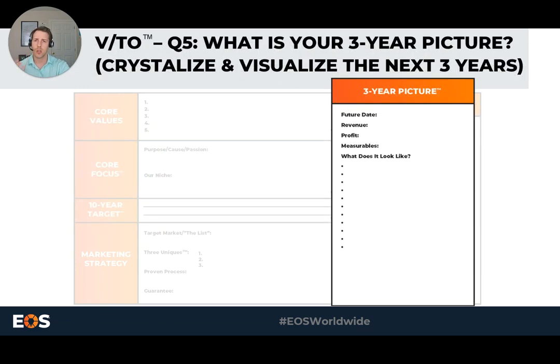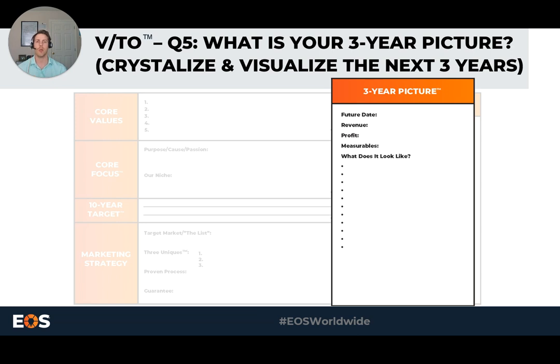And so we start to bring it down to a little bit more in terms of crystallizing and visualizing what needs to happen in the next 3 years. So based on that 10-year, where do you guys need to go in the next 3 years? We start to paint a picture. We come up with a future date, revenue, profit measurables, and then 5 to 15 bullet points of what this looks like. And so when you're doing that, it's going to help you, again, crystallize and visualize what needs to happen in the next 3 years.